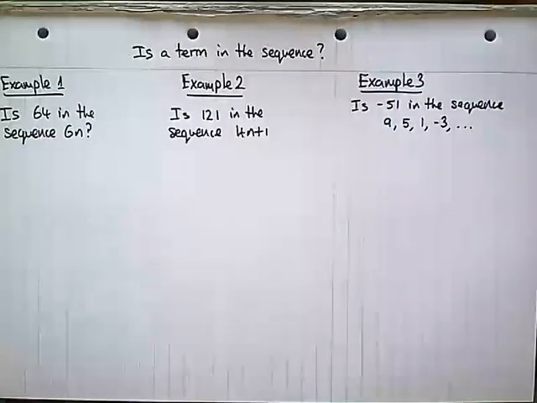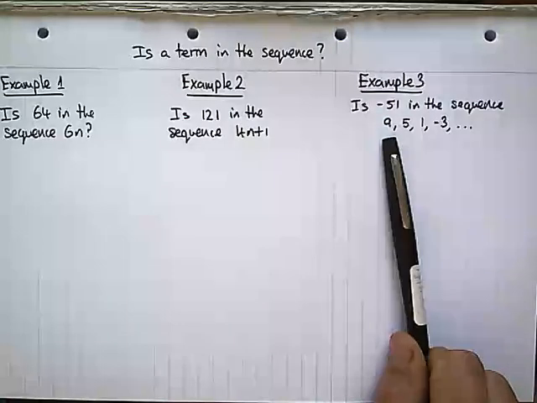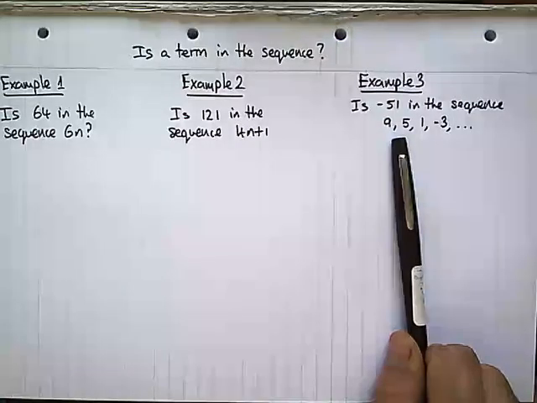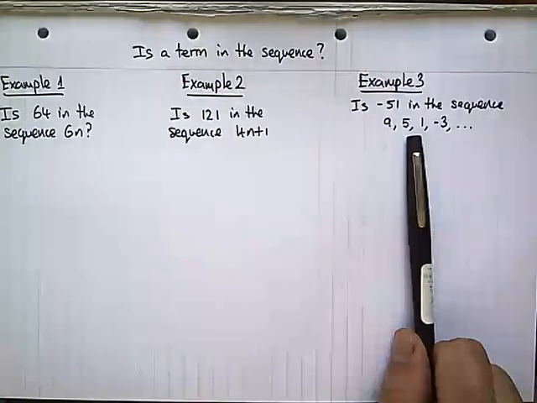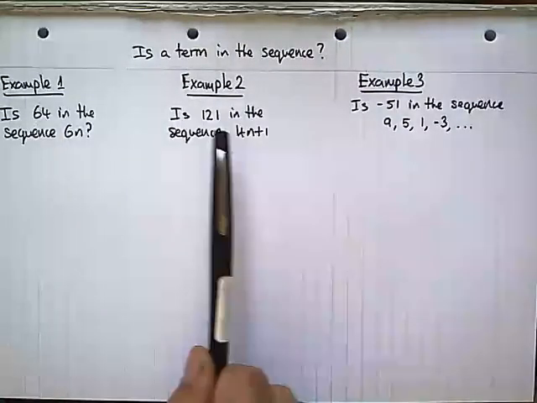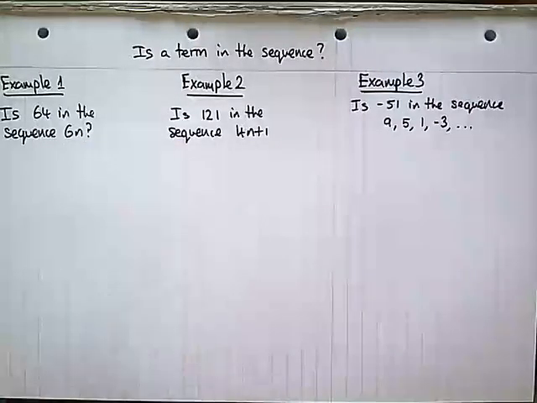Okay, what we're going to look at here is whether a term is actually in a sequence, because we jump from term to term in the sequence. If you look at example 3, 8's not in that sequence, neither's 2. So what we want to decide is, are these numbers in the given sequences or are they not?